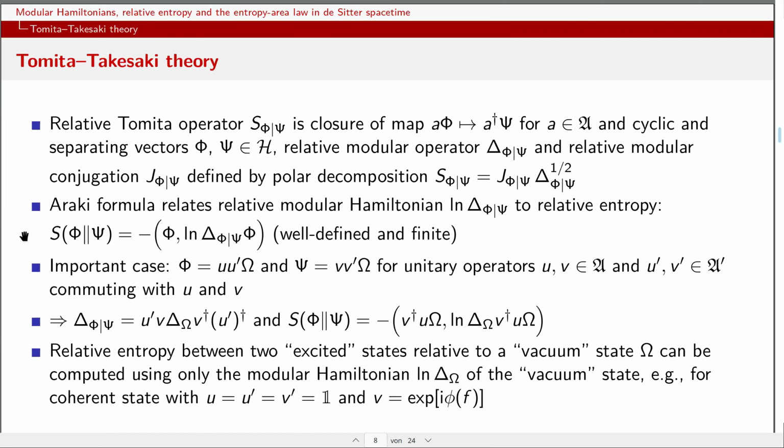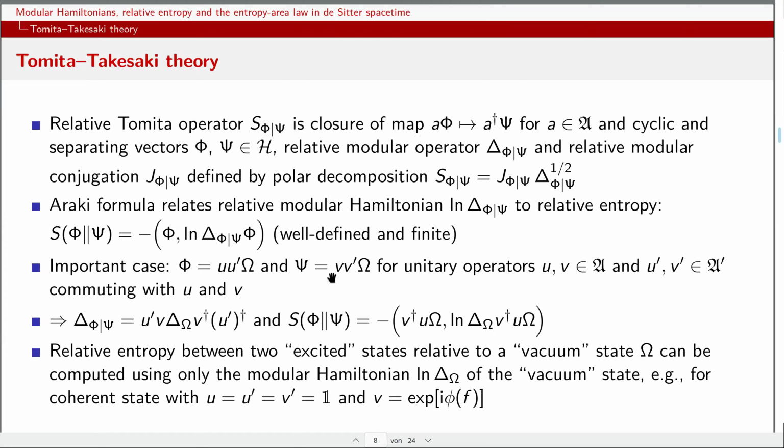An important case that has been studied in practice is when the states phi and psi are actually unitary excitations of, say, a vacuum, or a common vacuum state omega. So we have our state omega, might be the Minkowski vacuum. We take two unitaries, u and v, in the algebra, and two unitaries, u prime and v prime, in the commutant. And then we set phi to be equal to u prime of omega and psi equal to v prime of omega.